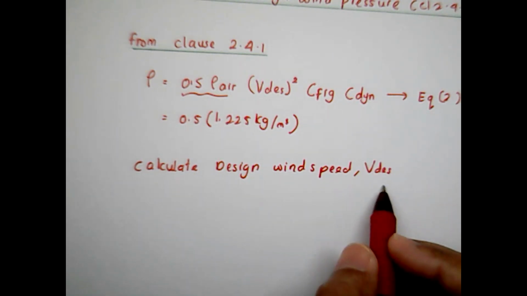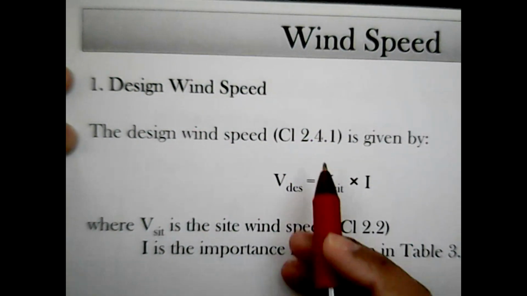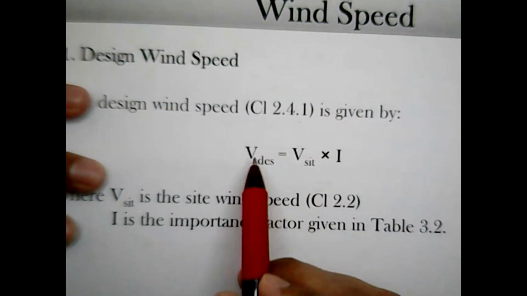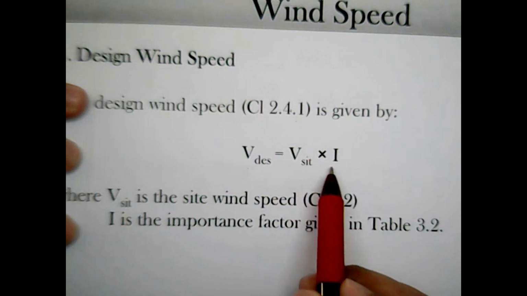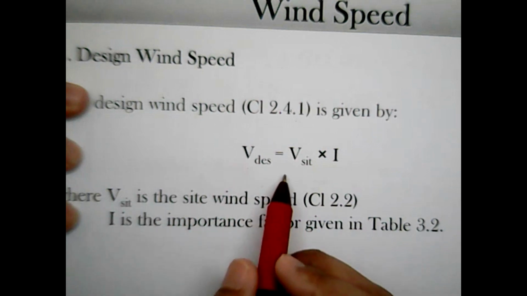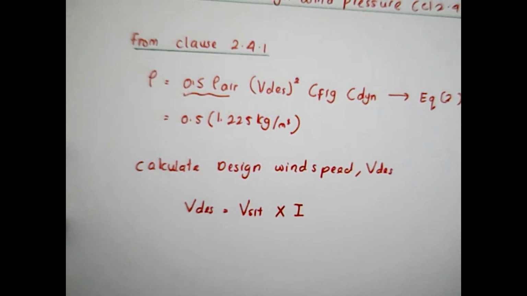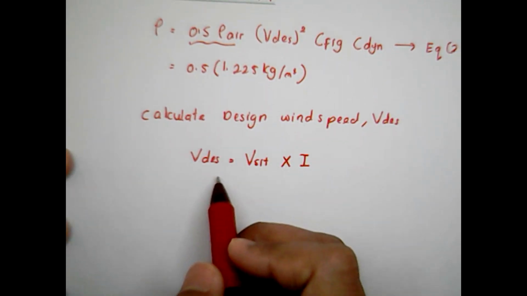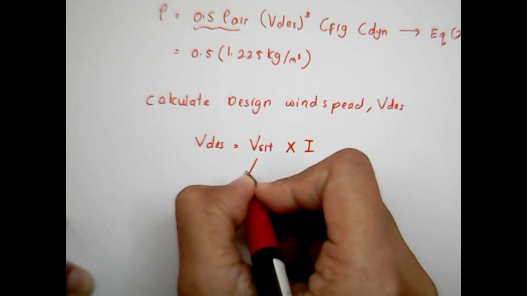So design wind speed, recall back to your notes. Okay, it's given that from clause 2.4.1, the design wind speed is equivalent to the design wind speed times the importance factor, which is given in table 3.2. So now let's see what the V dash and V seat are. So now we know that V dash is equal to V seat times I. Okay, so again we need to find what your V seat is.